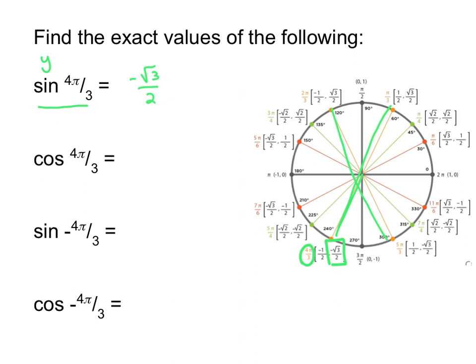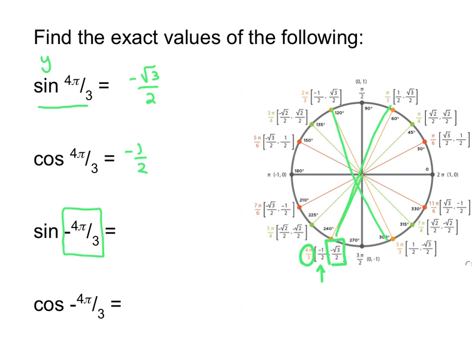The next one is asking for the x value at 4 pi over 3. So I'm at the same point, but now I want the x value. So it's negative 1/2. Now, when you have a negative value right here, you have a couple of things you can do, and we've talked about them.